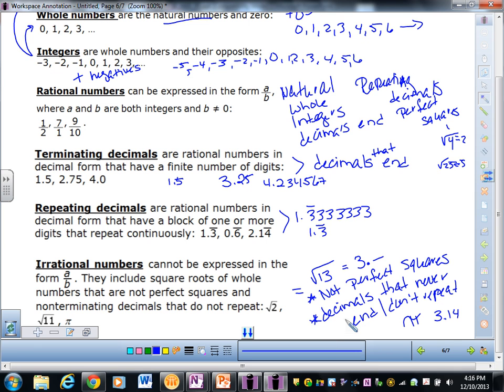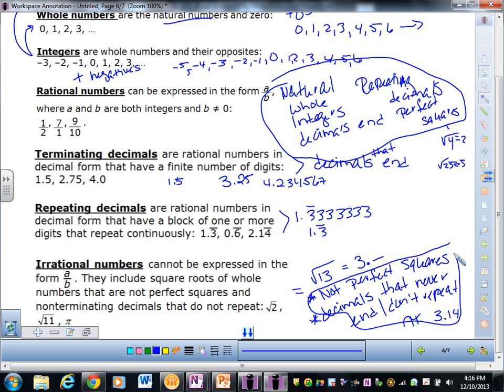So tomorrow I'm going to give you a whole bunch of examples. You're going to have to be able to tell me if they're rational or irrational. So you may want to go ahead and memorize that these are your things that are rational, and these are your things that are irrational. You need to memorize those two things. Memorize, people. You need to memorize the vocabulary.